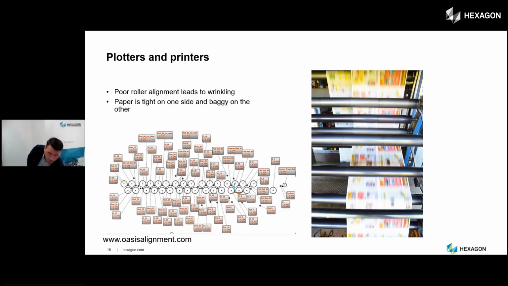When you explored the Hexagon webinar page a little bit, you might already have found this example from the OASIA alignment. We had a very nice application and case study from the US, where they explained the paper industry. So what was the advantage and disadvantage, or mainly the advantage, of using the tracker for this alignment? You see a lot of rolls need to be adjusted in a short amount of time.